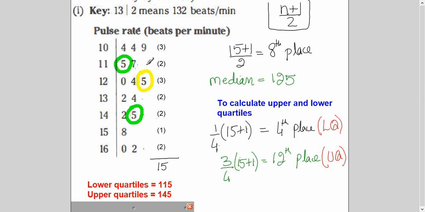And the 12th place data, because I'm reading in ascending order, I will say 3 plus 2, 5. 5 plus 3, 8. Sorry, 12 is here. 8 plus 2 is 10. 10 plus 2 is 12. So this is my data. 1, 4, 5. So 145 is my upper quartile and 115 is my lower quartile.